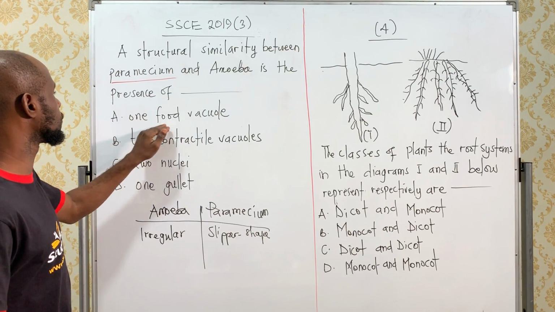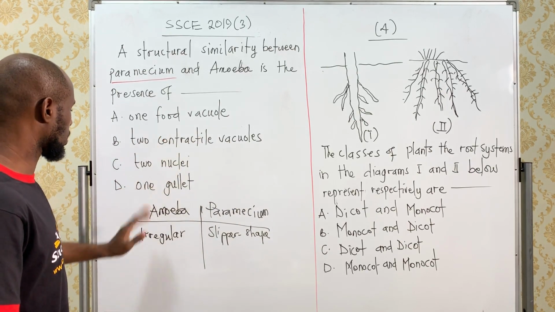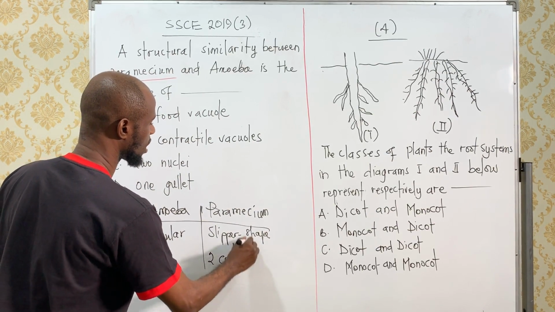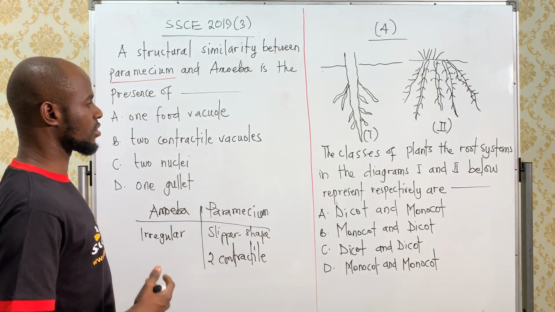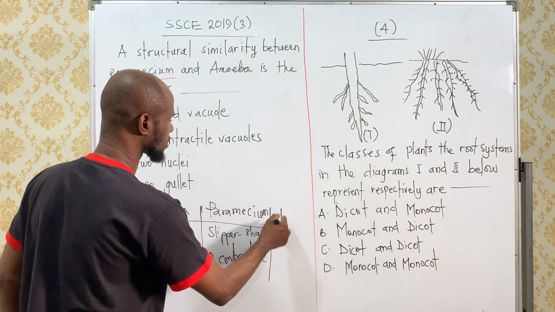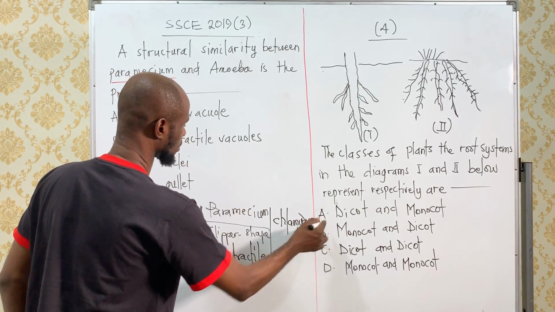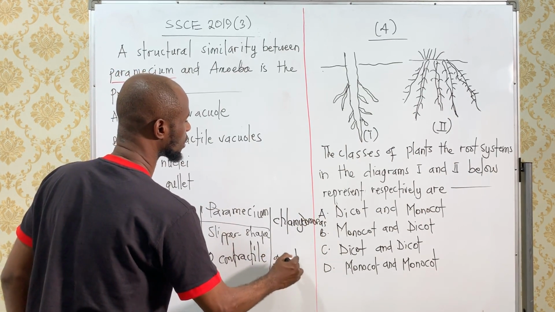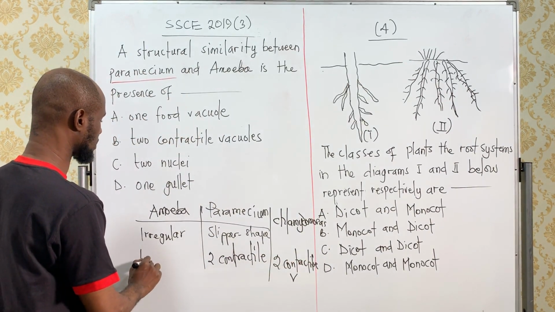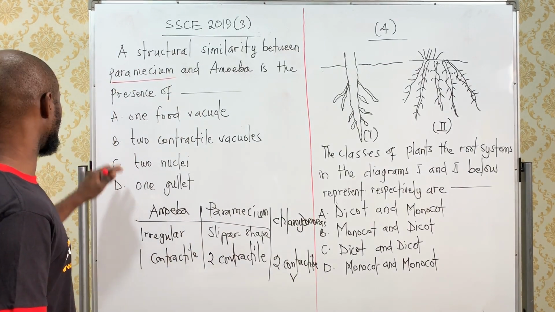Now let's look at the similarities here. Number 1, food vacuole. Let's leave that for now. 2, contractile vacuole. Yes, paramecium has 2 contractile vacuoles. That is true. And there are some other unicellular organisms that also have 2 contractile vacuoles, like chlamydomonas. However, amoeba has 1 contractile vacuole. So the answer cannot be B.